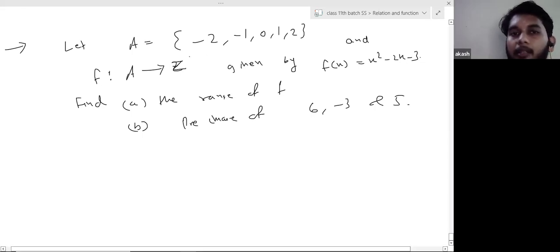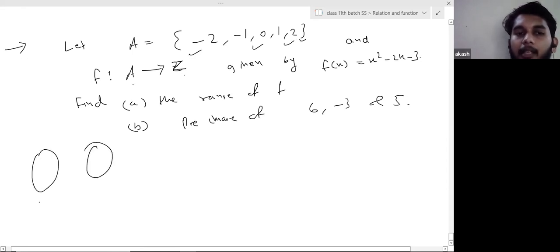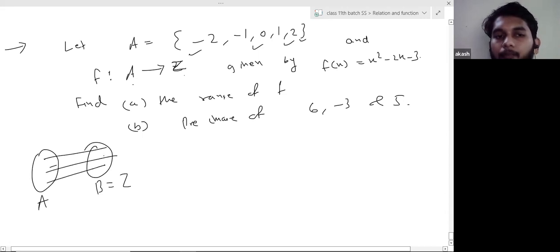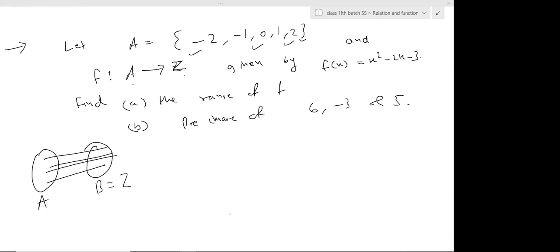So the question is clear. We have set A, these elements, and the function is from A to Z. This means set A is given, set B is Z. Z means the set of integers. So you have to create the ordered pairs and see the range. Arnav, this is clear? Yes, sir. All right. Fahad. Yes, sir. Try to solve this.